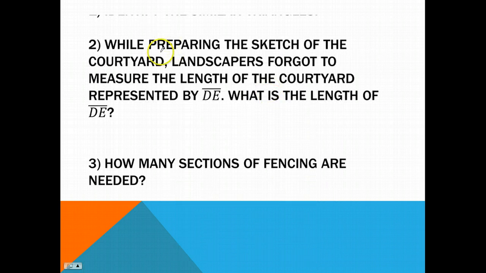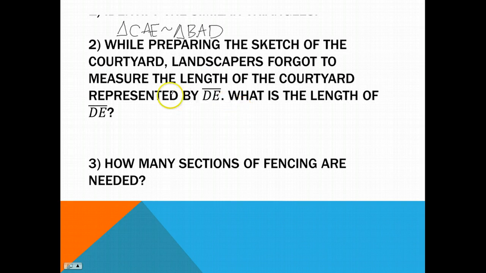All right, so that first question, it got cut off here, but we're asked to identify the similar triangles. Now keep in mind similarity can be defined in numerous ways. One example would be triangle CAE is similar to triangle BAD. Now this is using the triangle proportionality theorem to identify those similar triangles. Now we're told in 2, while preparing the sketch of the courtyard, landscapers forgot to measure the length of the courtyard, represented by DE. So we want to find the length of that.